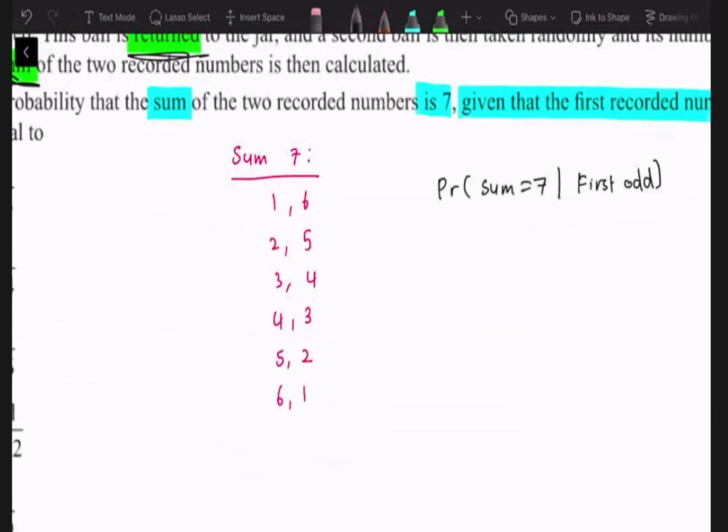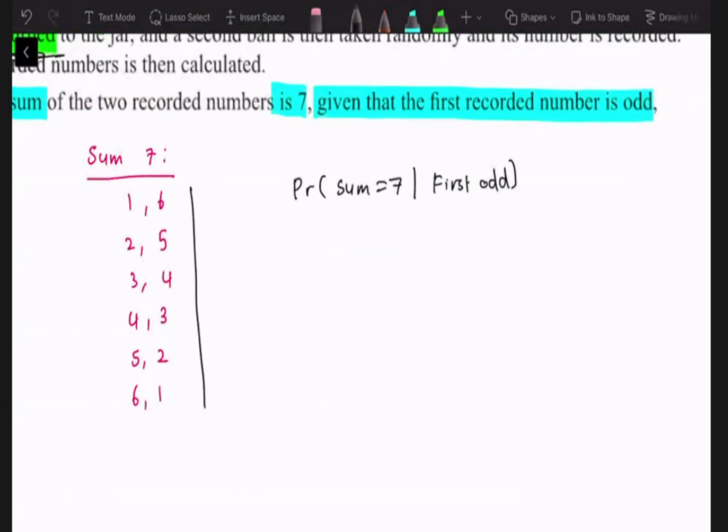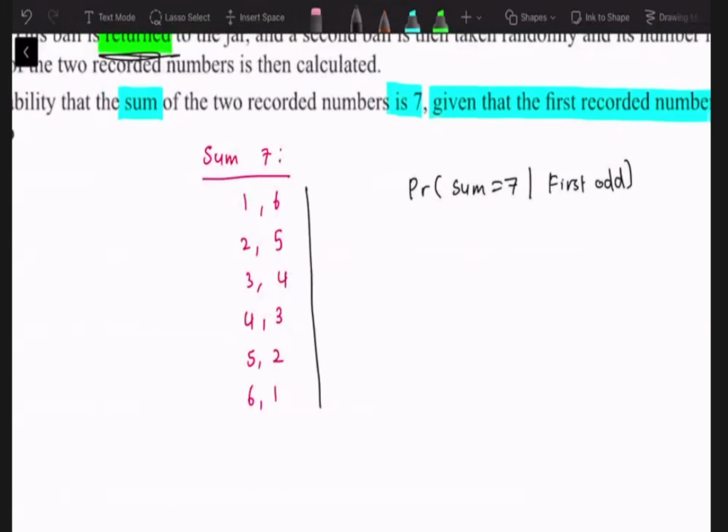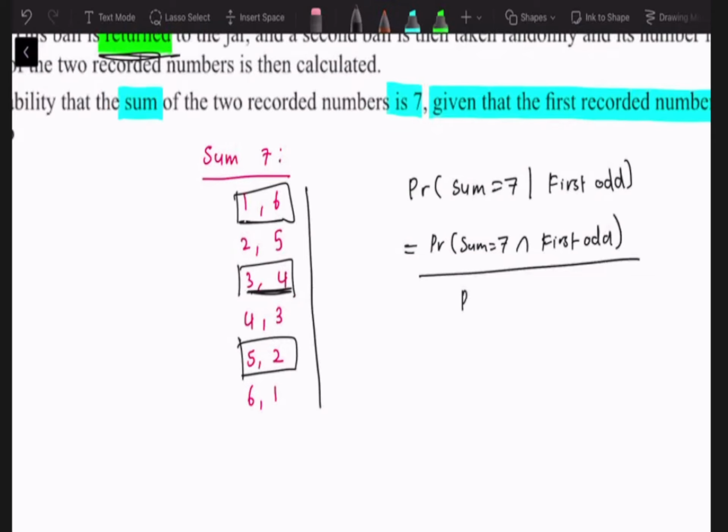So here I've drawn a little list of all the ways you could get a sum of 7. You can see there's 6 ways you could get a sum of 7. And the ones where the first number is odd are this one, and this one. That's important because when we expand this, we're going to have to use intersection. And then we just divide by first odd.